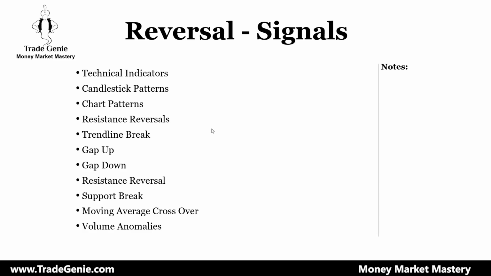The other one could be the resistance reversal. If you have identified the resistance, and the market breaks above the resistance and then sharply reverses down, that's your signal. The market broke the resistance, and now it's reversing sharply to the downside. It's like crossing the river and then coming back.